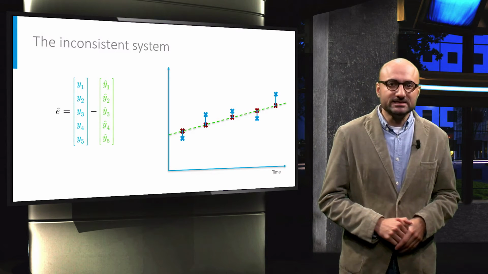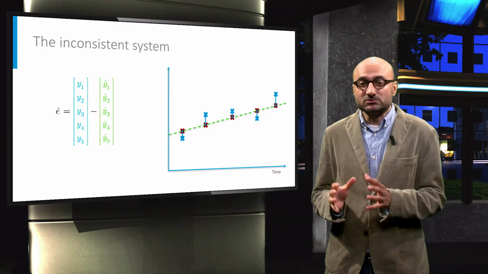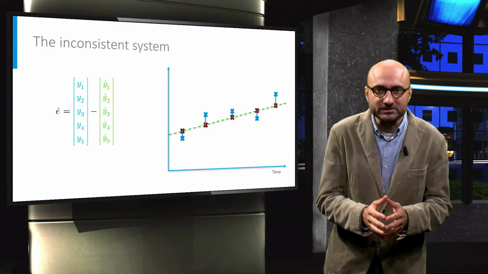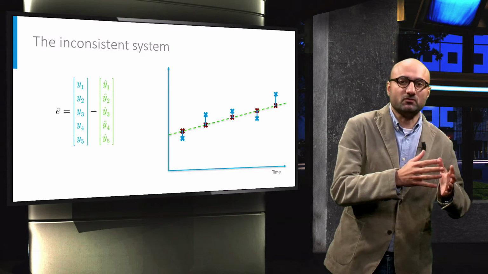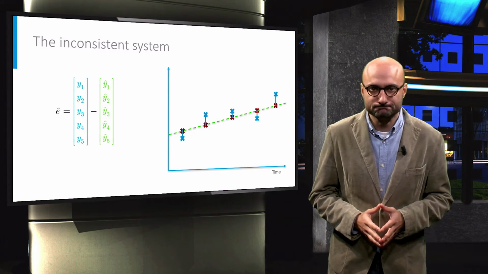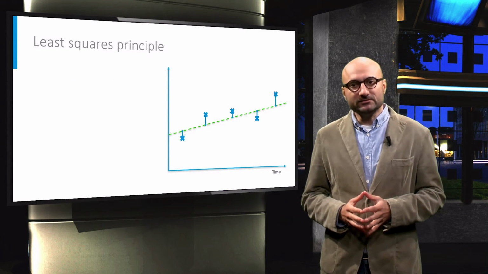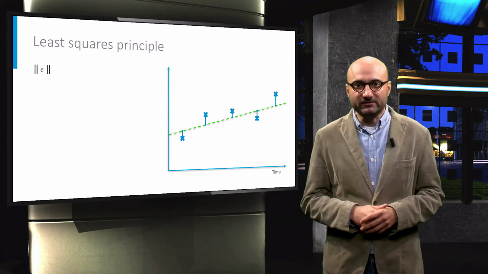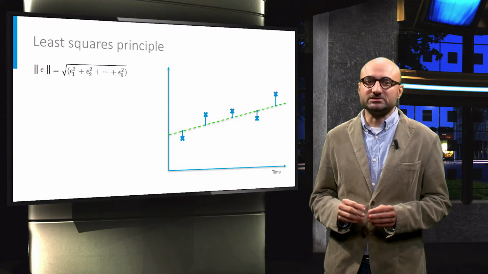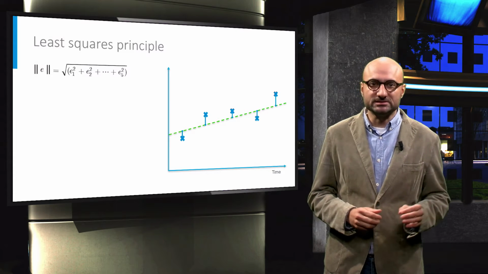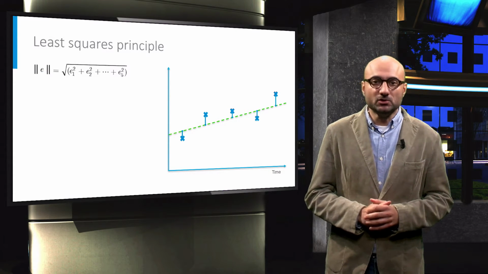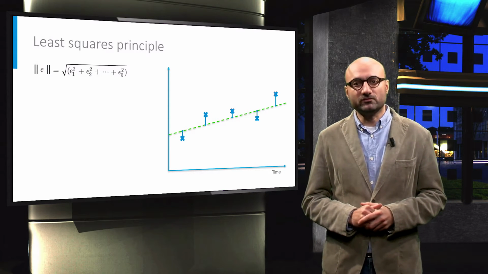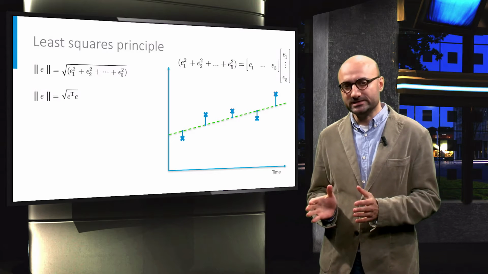So, based on the least squares principle, the least squares estimate should minimize the length of the error vector, or the difference between observation vector y and Ax. The length of the error vector, or the norm of the vector e, is defined as the square root of the summation over squared elements of the vector. Note that the summation under the square root can be written in the vector form as e transpose e.